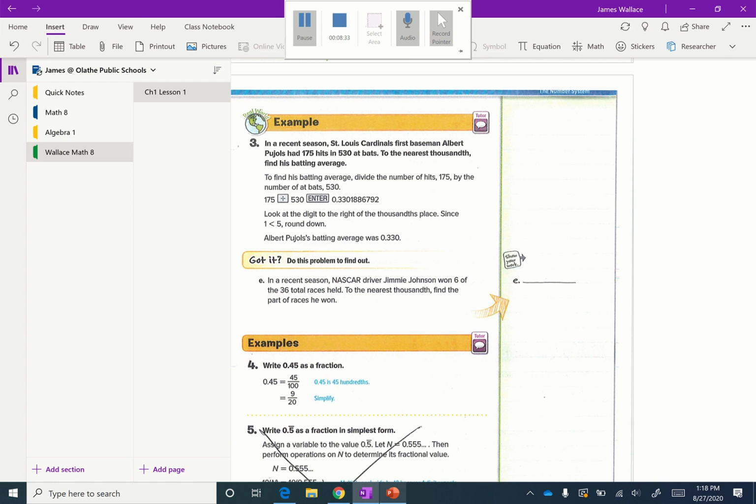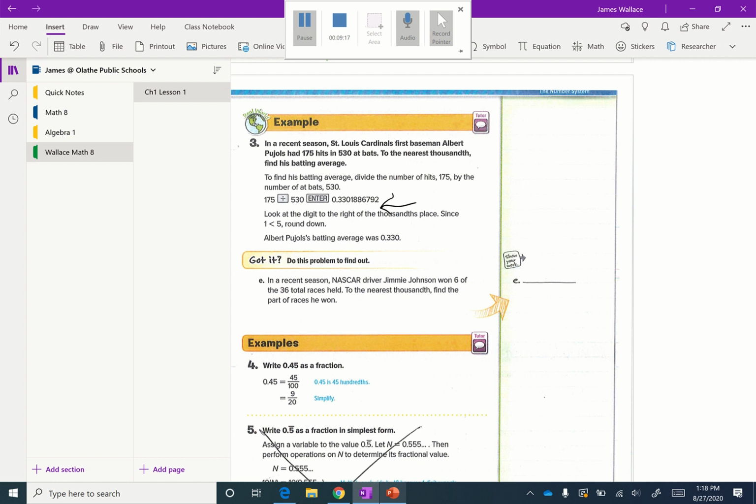All right. So next up we have example 3, it's another baseball one. In a recent season, St. Louis Cardinals first baseman Albert Pujols had 175 hits in 530 at-bats. To the nearest thousandth, find his batting average. To find this, you can basically just follow the steps that they have put here for you. So you divide the number of hits, 175, by the number of at-bats, 530. Hit enter. It's going to give you this long decimal in your calculator, or depending on your calculator, it might not be quite as many digits, but you'll get something similar to that.